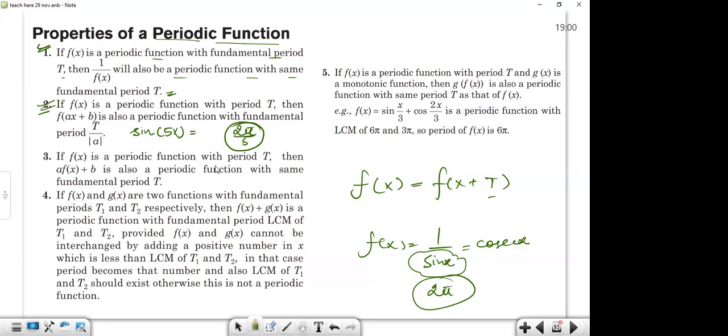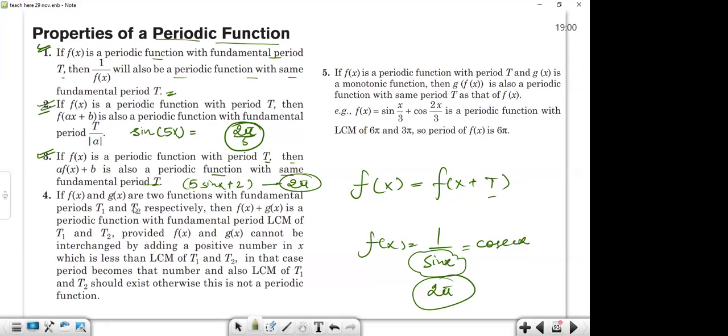If f of x is a periodic function with period T, then a into f of x plus b is also a periodic function with the same fundamental period. Now this time a is getting multiplied to the whole function, meaning 5 of sine of x plus 2, its fundamental period will still remain the same, that is 2 pi, because 5 is getting multiplied to f of x, not to the x this time. Clear? Okay, great.